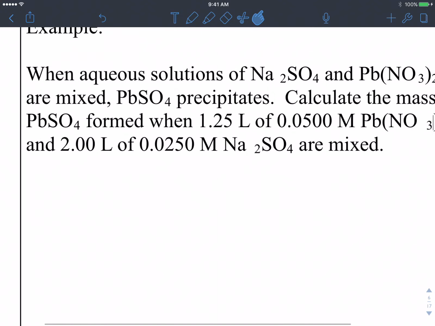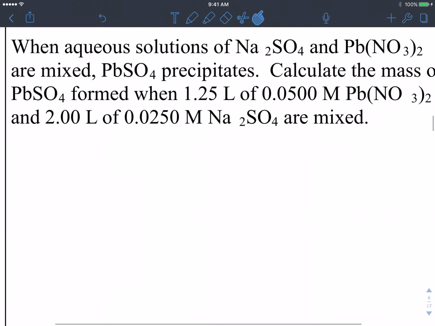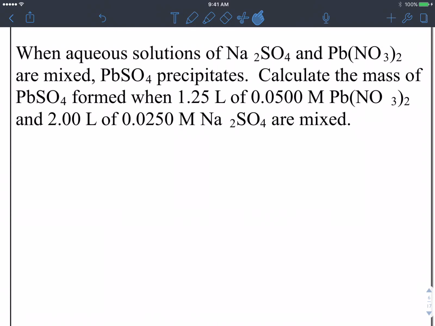Let's take a look at the second example. It says when aqueous solutions of Na2SO4 and Pb(NO3)2 are mixed, PbSO4 precipitates. Calculate the mass of PbSO4 formed when 1.25 liters of 0.005 molar Pb(NO3)2 and 2 liters of 0.0250 molar Na2SO4 are mixed. That's just a whole lot of chemicals going on there.